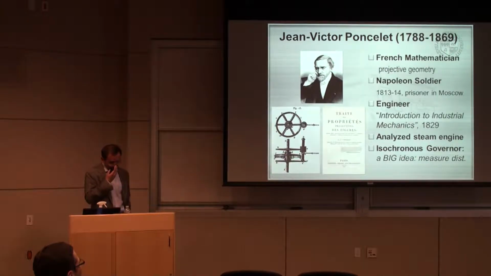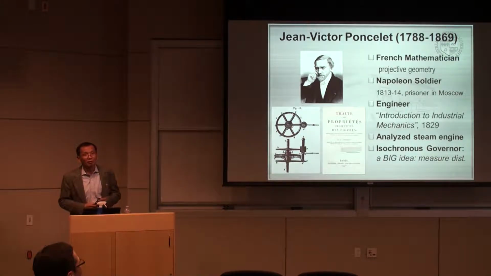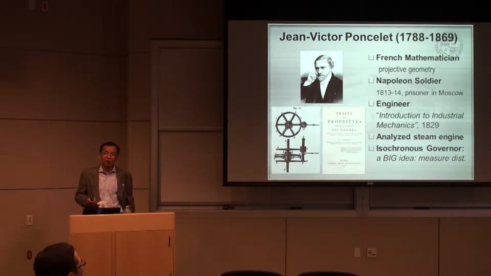And that's led us to the second crucial figure, Jean-Victor Poncelet, a Frenchman. A mathematician, he wrote a book on projective geometry. He was a soldier, imprisoned in Moscow, and wrote his best work in the prison. This is a legend. But in 1829, he wrote a book on industrial mechanics, and in that book, he drew a figure. He studied the steam engine, like many other people.